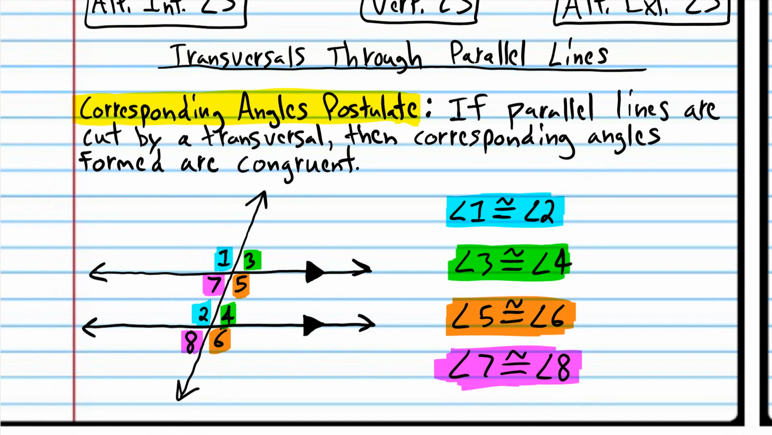And when two parallel lines are cut by a transversal, it turns out the corresponding angles, the green angles, are congruent. And the blue angles are also congruent. And the orange angles are congruent, and so on and so forth. All corresponding angles are congruent if a transversal cuts parallel lines.